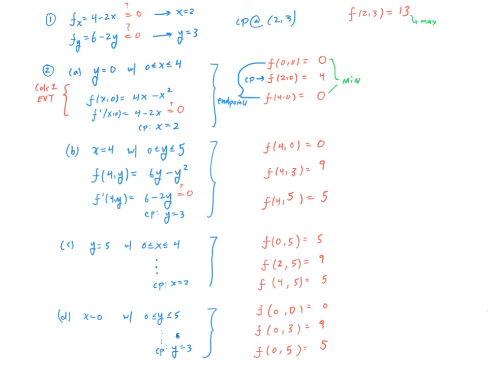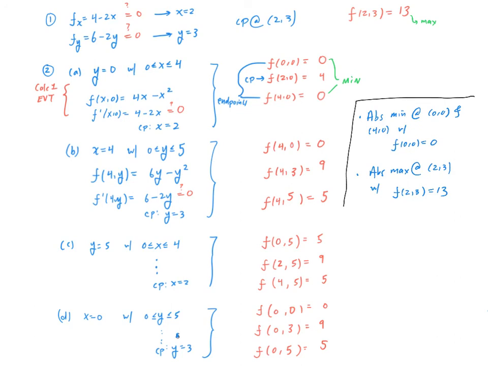And because there's so much going on with these problems, a very important step is to summarize. So an absolute minimum occurs at (0, 0) and (4, 0), with an absolute minimum value of 0. An absolute maximum occurs at the critical point (2, 3), with an absolute maximum value of 13. So a very important part is to summarize all of this fantastic work. At what points do we attain the absolute minimum and maximum, and what are those associated values?